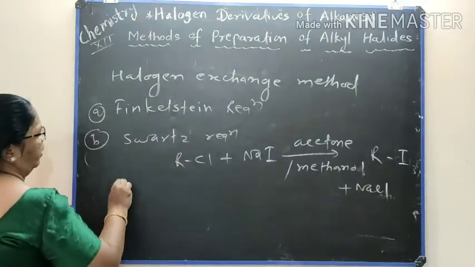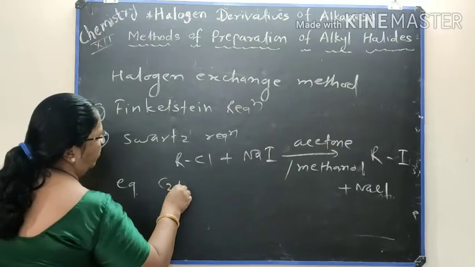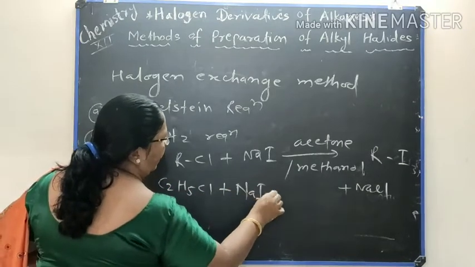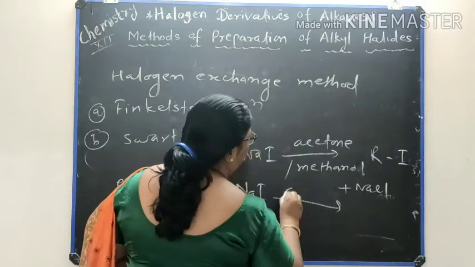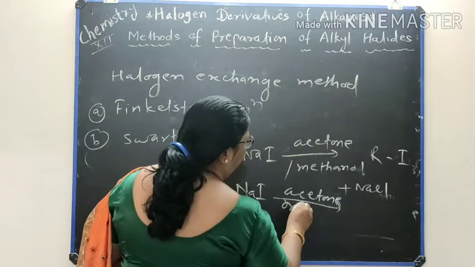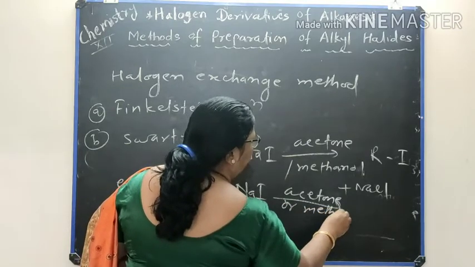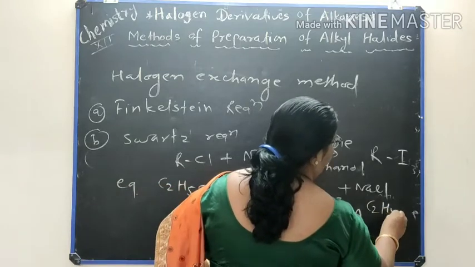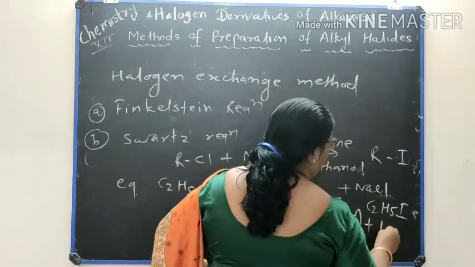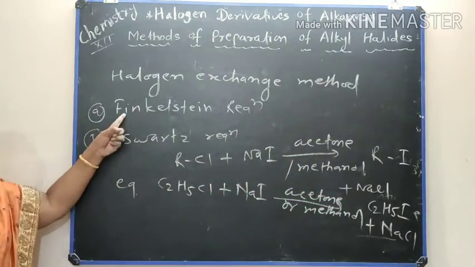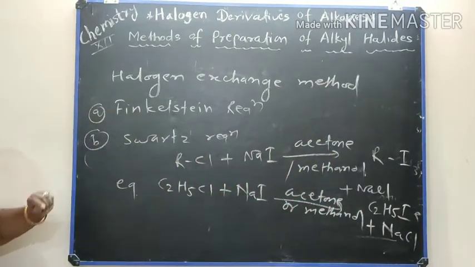For example, ethyl chloride, C2H5Cl, is treated with sodium iodide in the presence of acetone or methanol. Ethyl iodide, C2H5I, and sodium chloride are produced, and this reaction is called the Finkelstein reaction.